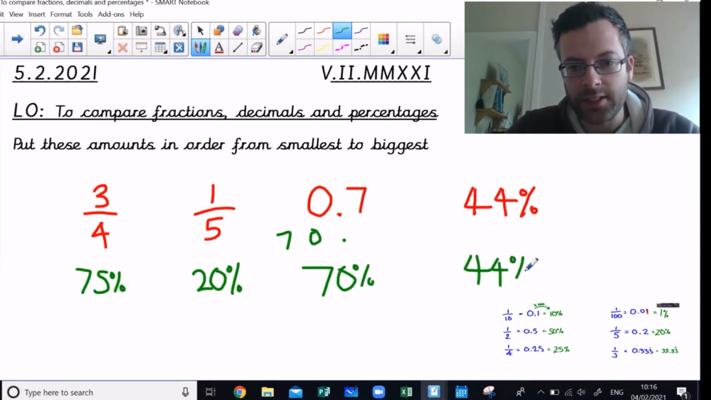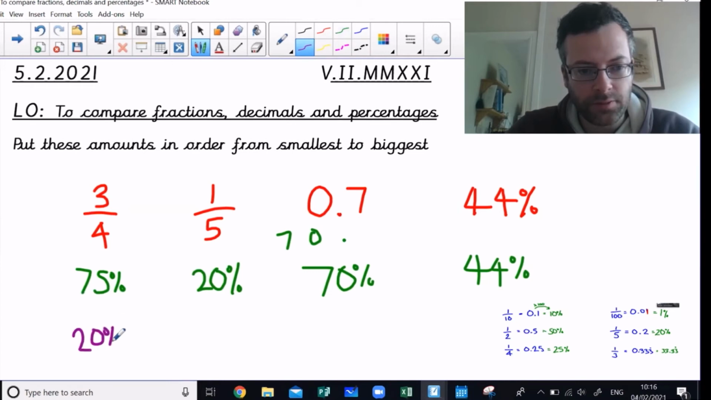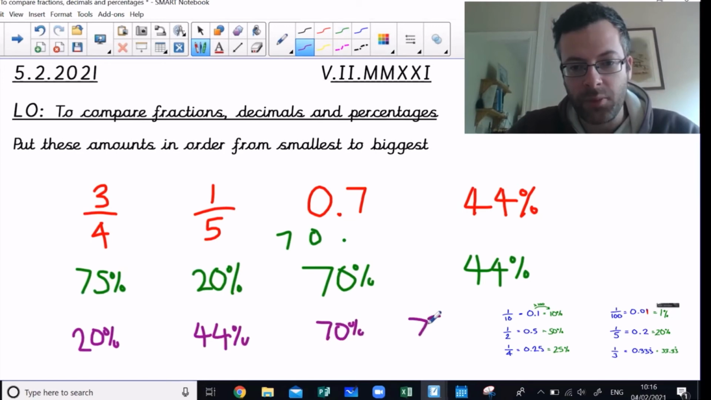Okay, and I want to see you set it out like this in your book. So the first one, write it out as it is on the question. Second one, convert them all to something the same. And then final one is where you can put them in order. So 20% is going to be my smallest. Then it's going to be 44%. And then it's going to be 70%. And then it's going to be 75%. Okay, and I want to see it set out like this on your work today.